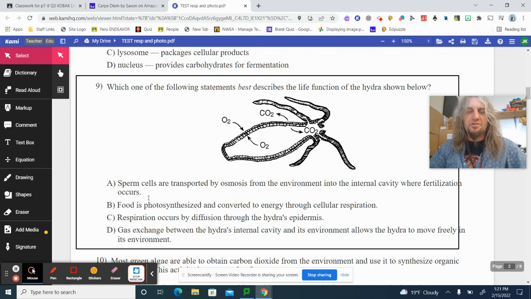A. Sperm cells are transported by osmosis from the environment into the internal cavity where fertilization occurs. B. Food is photosynthesized and converted into energy through cellular respiration. C. Respiration occurs by diffusion through the hydra's epidermis. D. Gas exchange between a hydra's internal cavity and its environment allows the hydra to move freely in its environment.